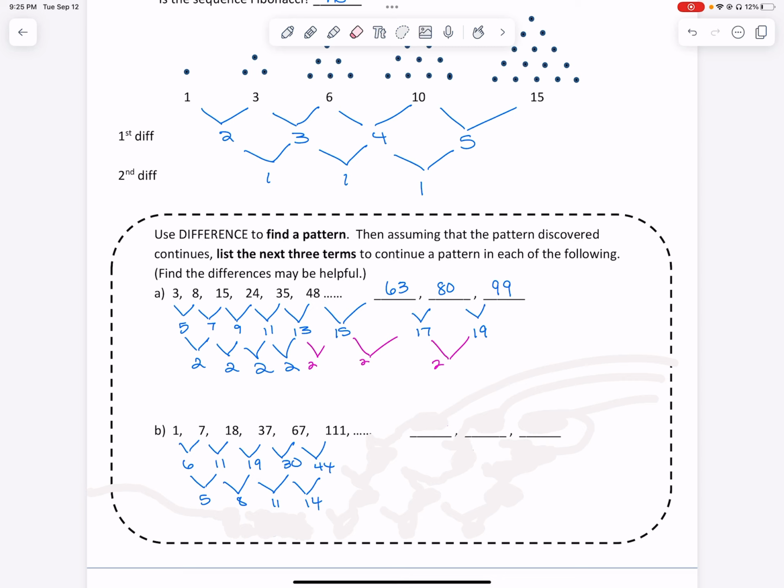To go from 5 to 8, I needed 3. And 8 to 11, I needed 3. So my pattern is on the third difference. I'll write it over here. This is my first difference, this is my second difference, and there's my third difference. Holy moly, I have to go to the third. To get the next one, I've got to add 3 to that guy. That's going to give me 17. And then I've got to add 17 to that guy.